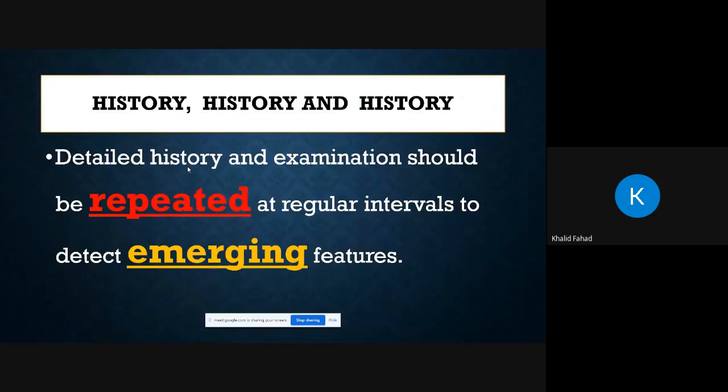But with time, if we follow the patient, we may detect emerging signs that may pinpoint a certain diagnosis. For example, a patient presented with fever, if we examine him over several days, everything is normal. After 1 week, 2 weeks, we may detect signs of, for example, infective endocarditis by looking at the nails, for example, splinter hemorrhage or Janeway lesions. So this may pinpoint the diagnosis of infective endocarditis. Auscultation of the heart, initially normal, but with the repeated examinations, we may detect a new murmur.